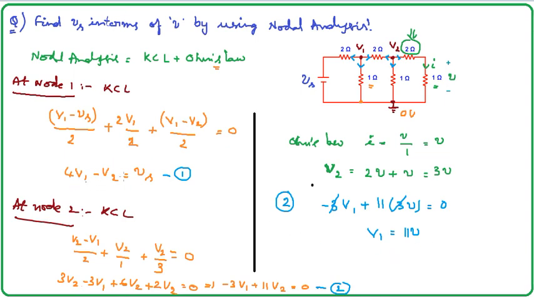And substitute the same thing in the first equation. So the first equation implies 4V1, so 4 into 11V, minus V2, where V2 is 3V, is equal to Vs. So finally we can say that Vs is equal to 44V minus 3V, which is equal to 41V. That's all. So this is nodal analysis. By using nodal analysis we have solved this problem.